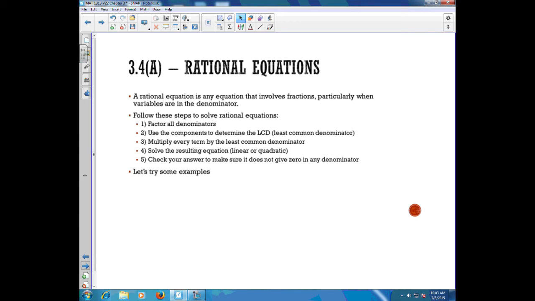And then check your answer to make sure that it does not give 0 in any denominator. If your answer gives you 0 in any denominator, then it's no solution. It doesn't work. Can't divide by 0. So even if you get an answer, you have to check and make sure it doesn't give you 0 in the denominator. So the best way to go through this is just to try some examples.